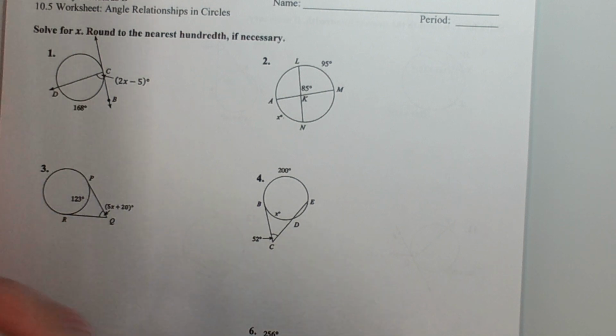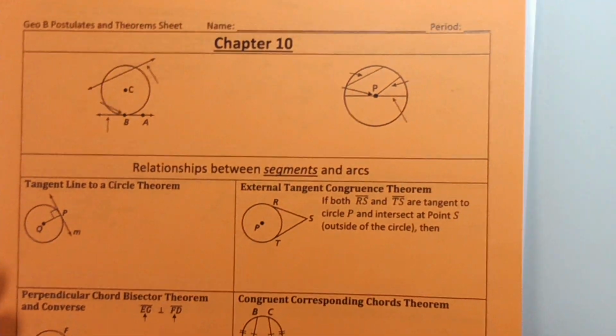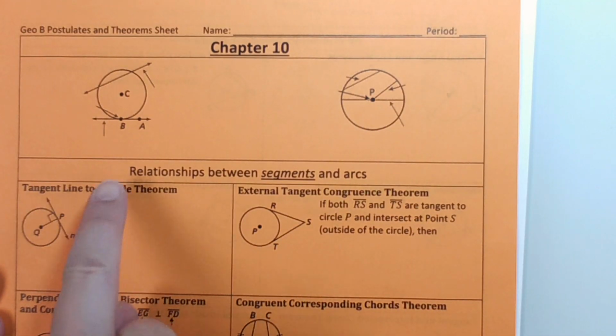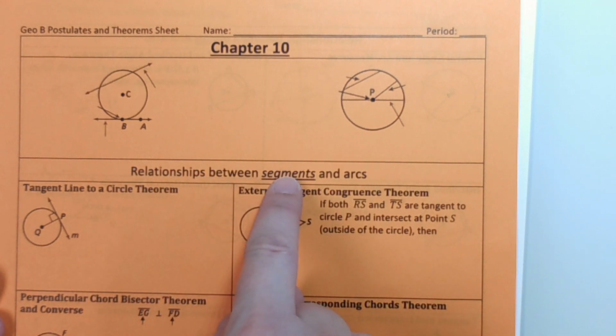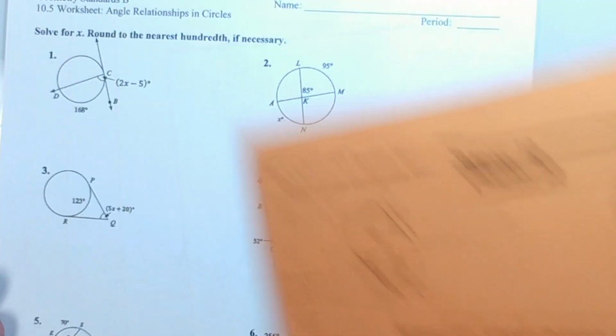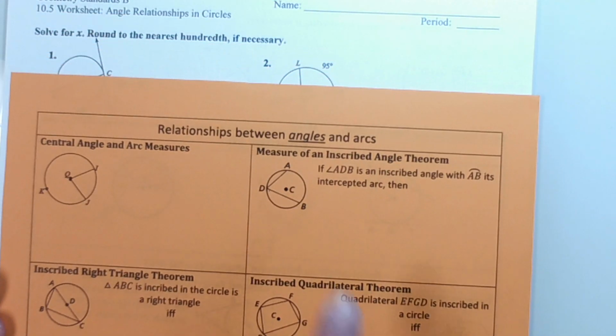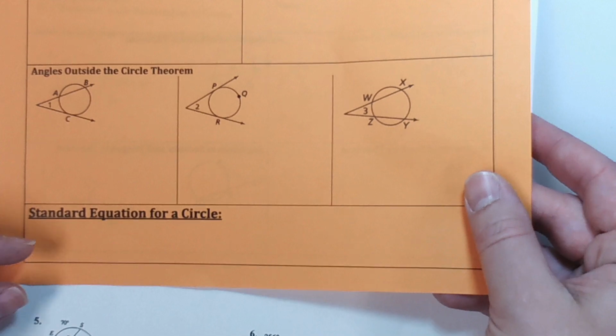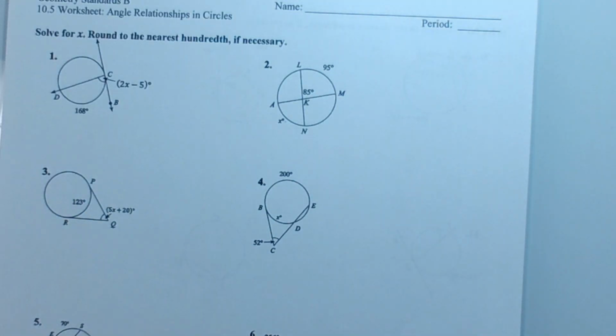Some quick reminders. When it comes to your postulate sheet, the front starts off with a vocab area, and then it talks about relationships between segments and arcs. Flip it over, it talks about the relationship between angles and arcs. And then on the bottom, there's something that's completely different. How can I tell if a picture has angles and arcs versus segments and arcs?